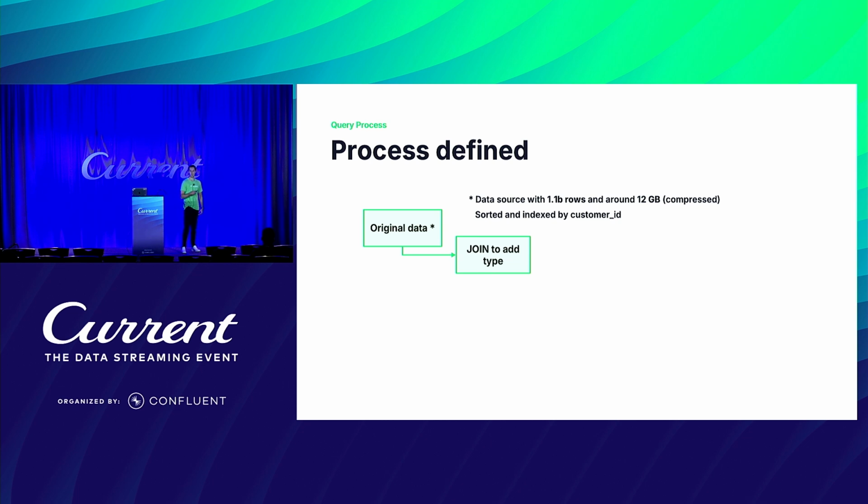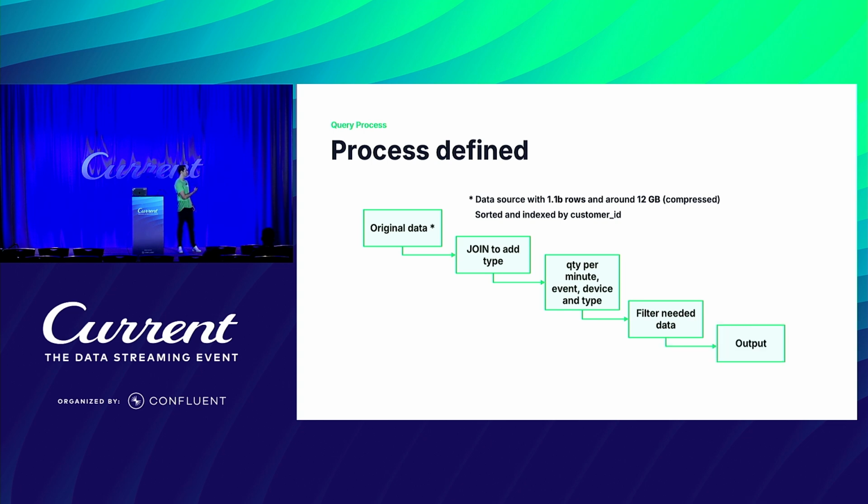The next thing we can do is join with that product table so that we can map the product ID to the product type. Then we can calculate the quantity of items by minute, by event, by device and product type. And last, we can filter the data that we need. So in the final output, that final dashboard, we can just have that chart on the last 3 hours. So from the original data to the output, this is what's called our transformation process.